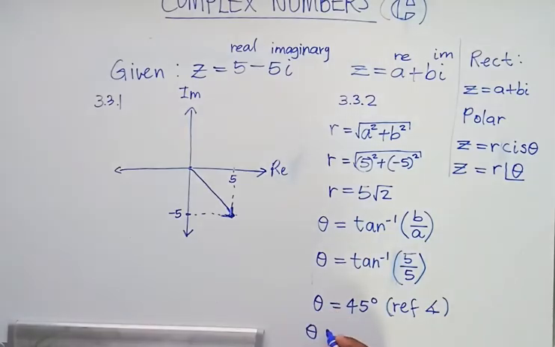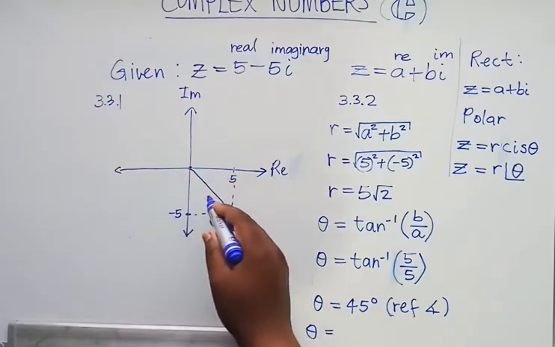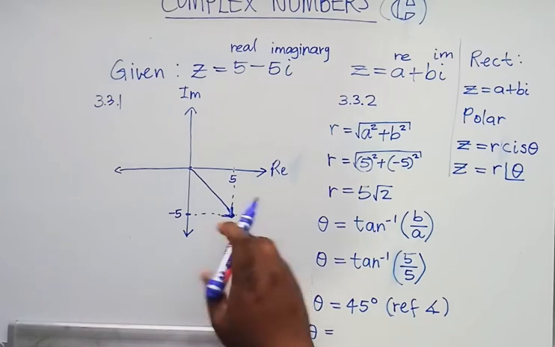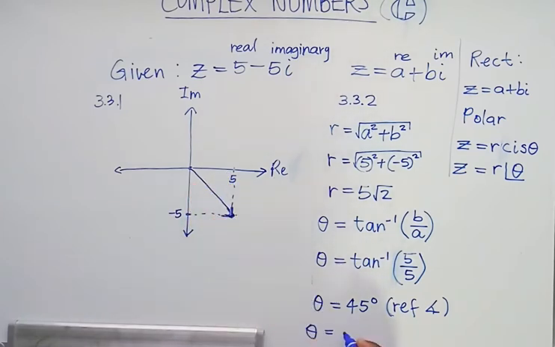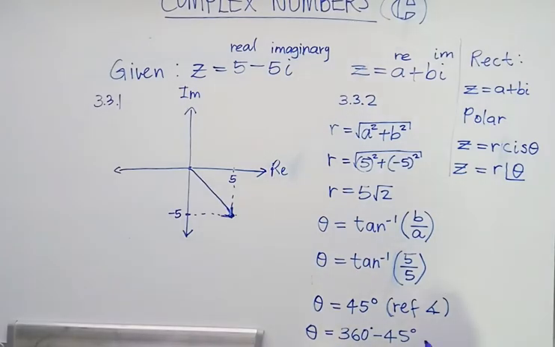So the value of theta, our true angle, is actually this has rotated by almost 360, because it's in this quadrant. It has rotated by almost 360. We say 360 minus 45, and that gives us 315 degrees.